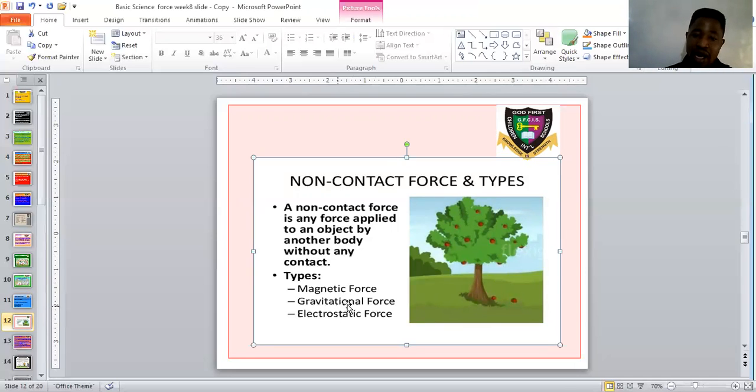I also put here magnetic force, gravitational force, electrostatic force. Let me explain what electrostatic force is. I need to perform a little experiment. Get yourself a comb, the comb that you use to comb your hair. Let me get my own comb. Okay, here is my comb. Now do this. You need to rub the comb on your hair vigorously. Make sure you rub it very hard on your hair, continuously for like 2 minutes.